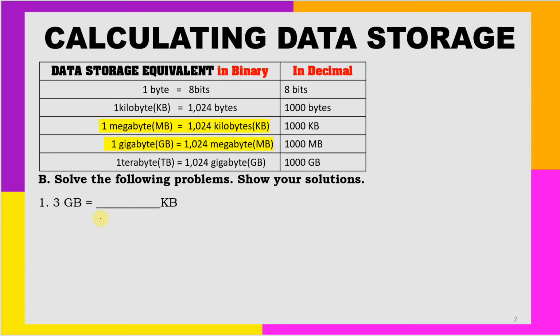Okay, so to solve this one, you copy the given 3 gigabytes. This is 3 times, since there is no direct relationship between gigabytes and kilobytes here at the table, you cannot see gigabytes directly to kilobytes. So what you're going to do is to look for another value which you can derive another equivalent. So for instance, in this case, you convert first to megabytes because there is an equivalent of megabytes to kilobytes. So what you're going to do is to convert first the gigabyte to megabytes, then to kilobytes.